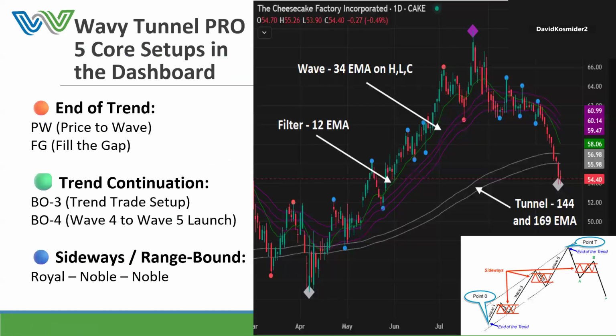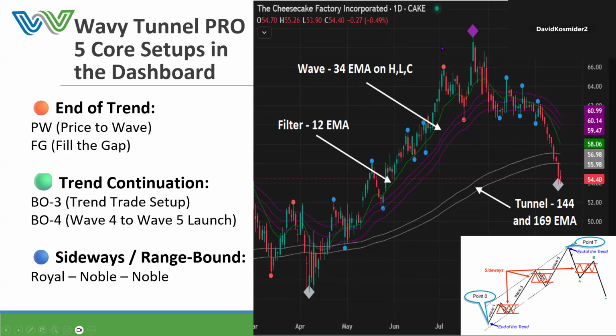So let me explain the Wavy Tunnel Pro to you, and you can set these moving averages on your chart. I've put them here for you to see. We have the 12 EMA for the filter. We have the 34 EMA on the high, low, and close for the purple wave. And we have the 144 and 169 EMAs for the tunnel. This is the original Wavy Tunnel Pro setup. And then we have the semaphores, which is the proprietary part. You can't really get that on your charts unless you subscribe, but you can certainly put the moving averages up and read the markets like I'm going to teach you today.